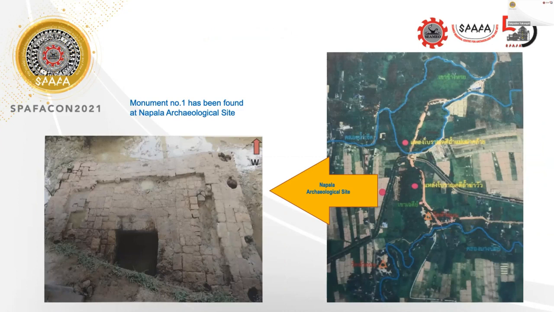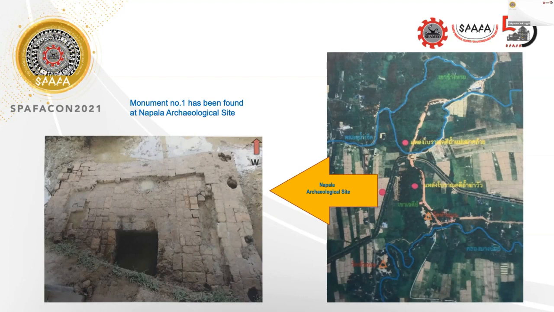The archaeologists found one monument. Actually, the people in that area reported that the irrigation office, when they dug the irrigation canal, found a monument somewhere around here. So we had to have an excavation pit to excavate in this area to restore this monument.